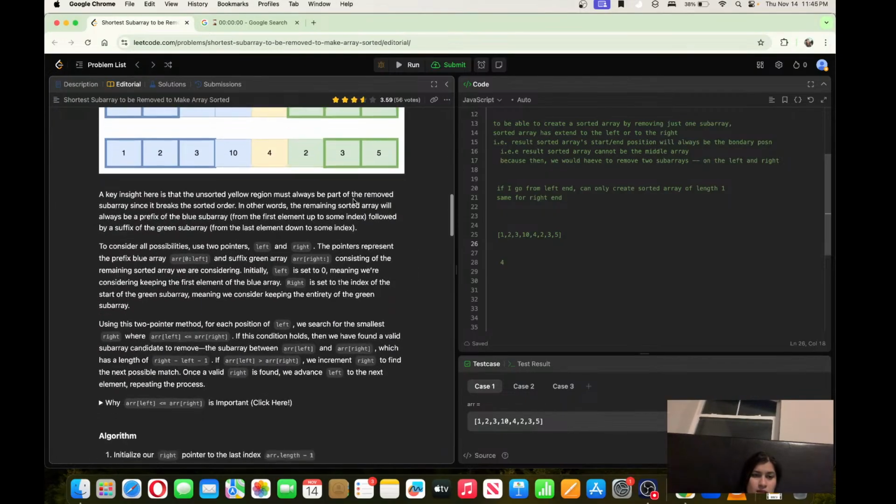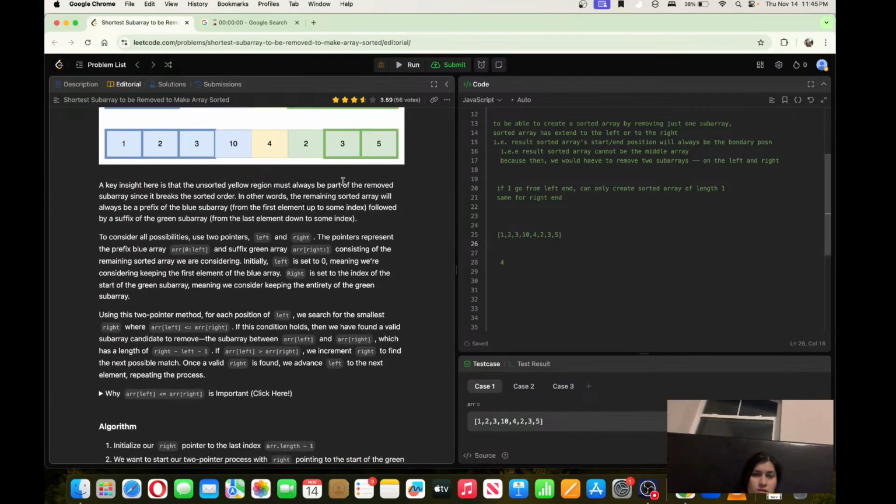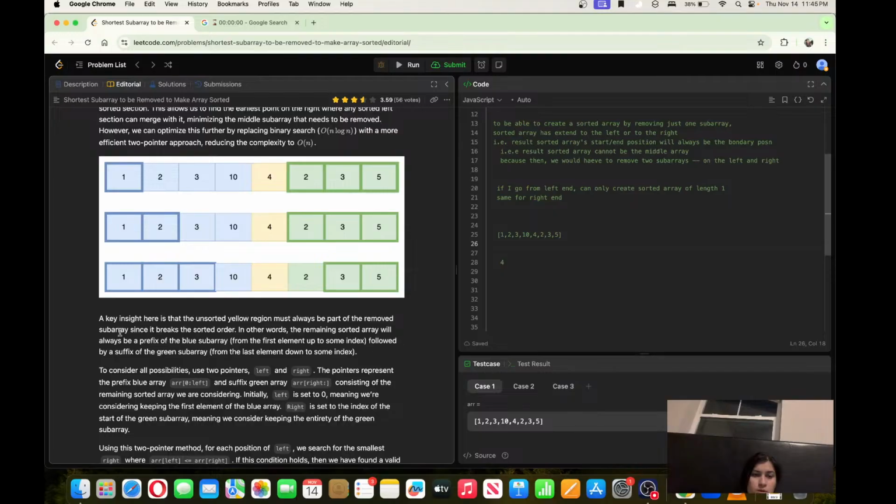I didn't understand. Is it that the unsorted yellow region must always be part of the removed subarray since it breaks the sorted array? Yeah, that's true. This should always be, so 1 2 3 10 4 2 3 5, right? So it means 1 2 3 10 4. So this should always be a part of the subarray because it breaks it.